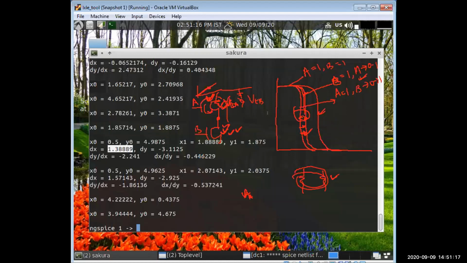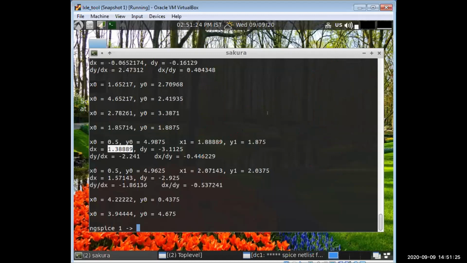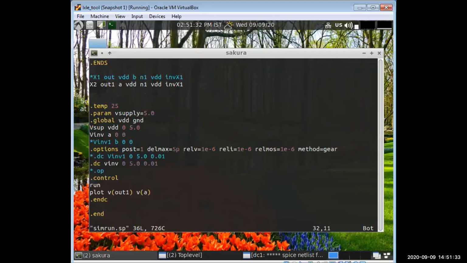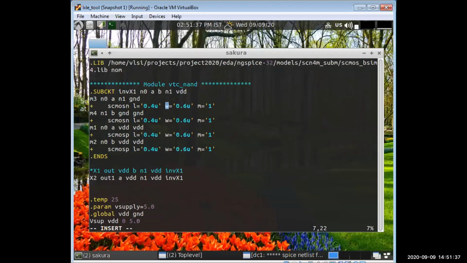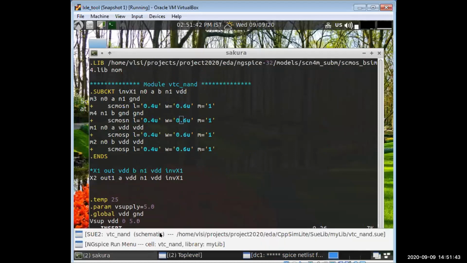Okay, Satabdi, you can continue. Now let's see how the performance is changing by changing the sizes. So let's change the size here. It is 0.6. Now let's do it, because here you can see in the schematic.